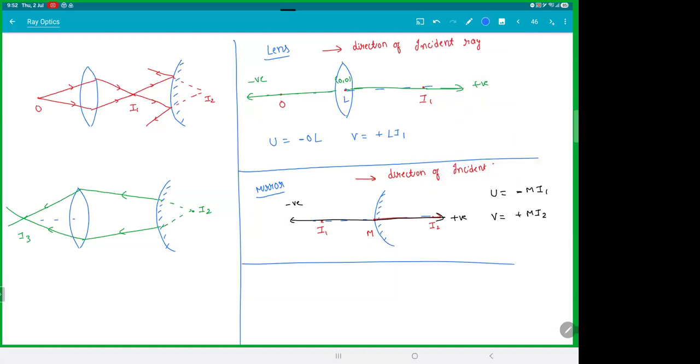Great. Now the rays are going back, so again you'll ask the lens. For the lens, I2 is your object. So the rays are going like this.